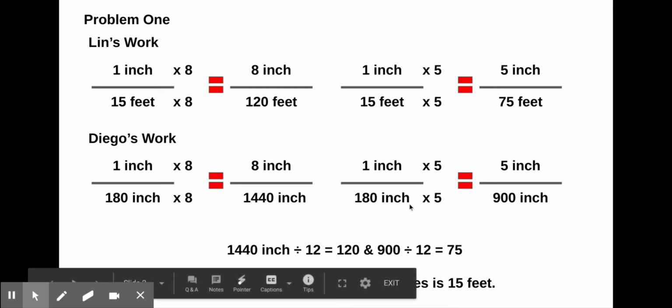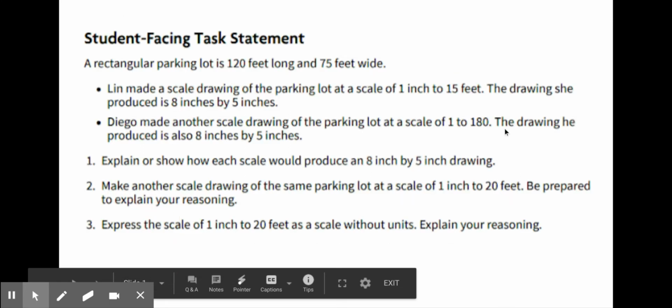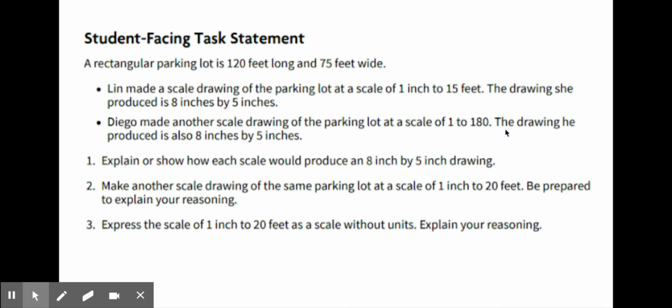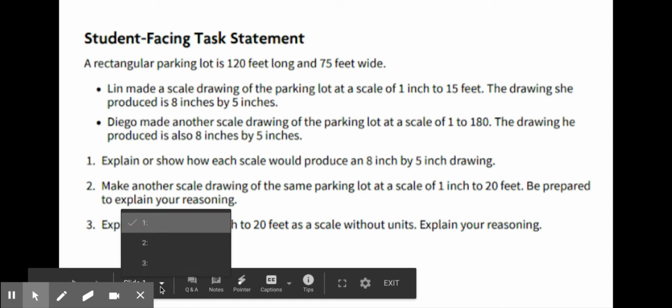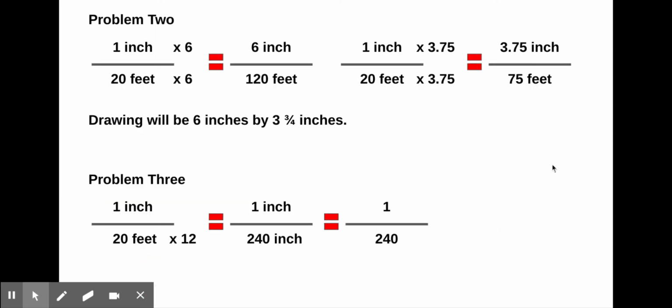Now let's go look at the next problem. It asks us, okay, make another scale drawing of the same parking lot at a scale of 1 inch to 20 feet, but be prepared to explain your reasoning. 1 inch to 20 feet, okay. So let's go to 3 here. All right, problem 2, 1 inch is 6 inches.